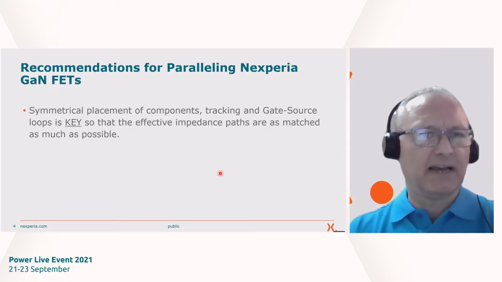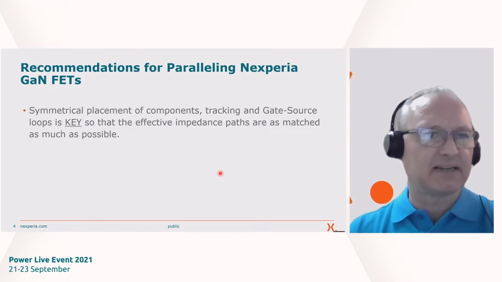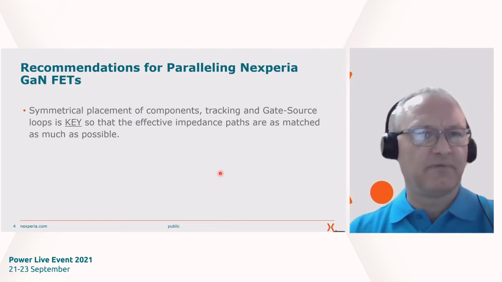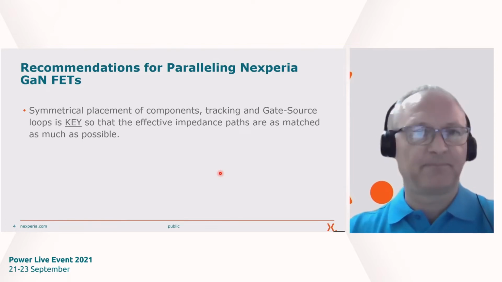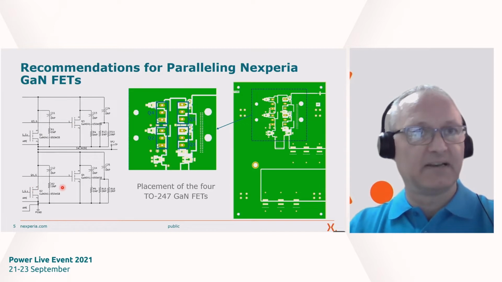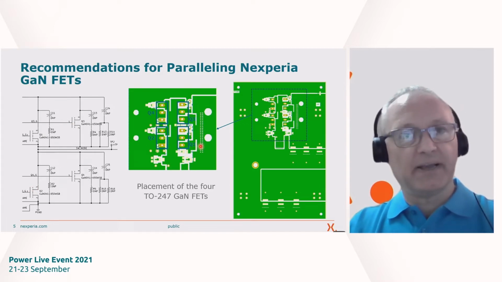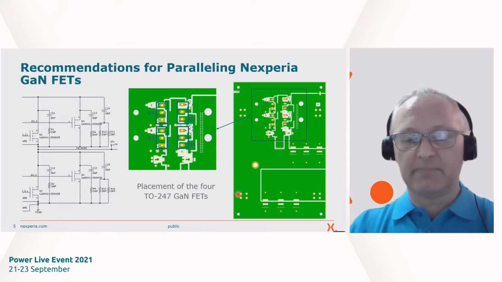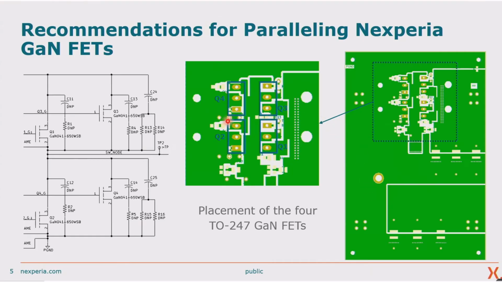Let's now have a look at how this has been implemented practically in the system. Firstly, we'll look at the power PCB. So the image on the left is the schematic portion showing the paralleled TO247 GaN FETs, and you should see the four devices here. The image on the right shows the complete power PCB outline, and the image in the center shows the zoomed in area identified by the box.